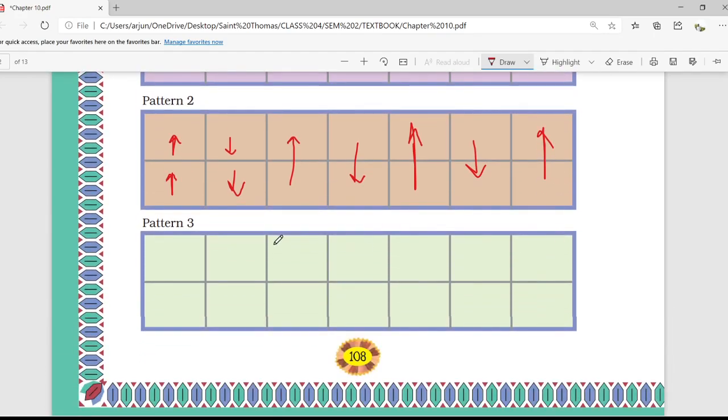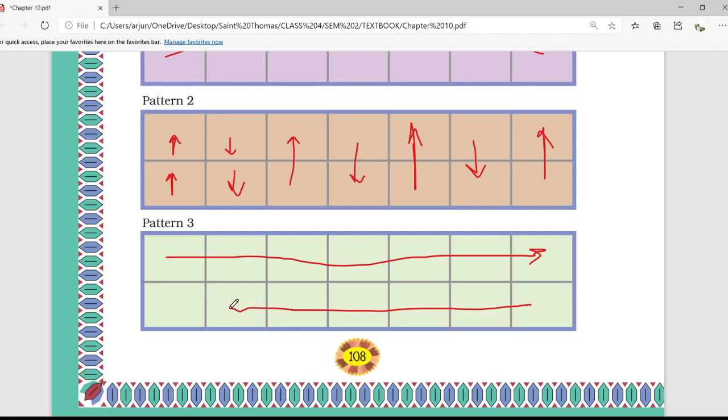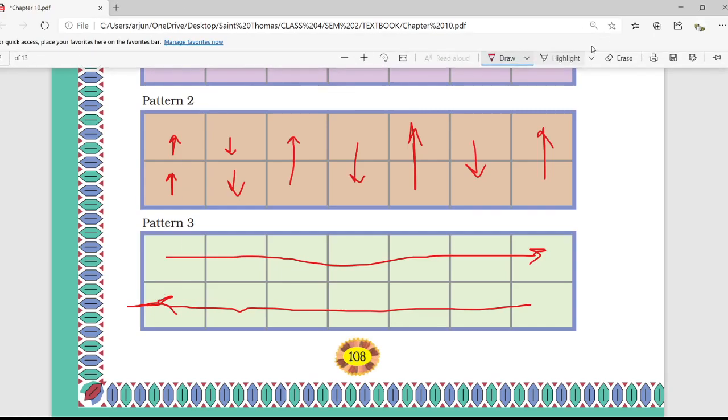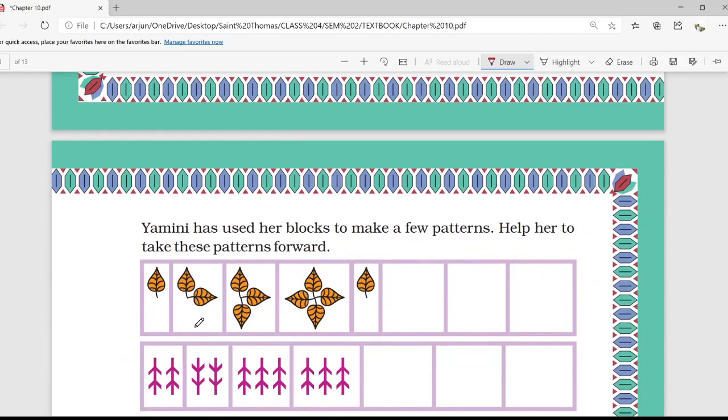Now the third pattern which we can make from this block is like this way. All these blocks will be in this direction, and here all these blocks will be in this direction. So by using one block we can make different patterns. So we have made three patterns. Now moving next.